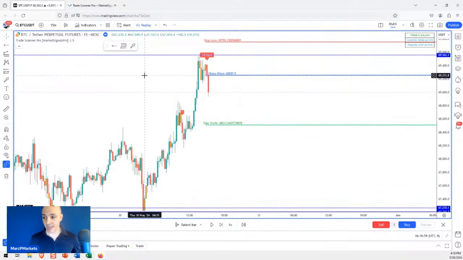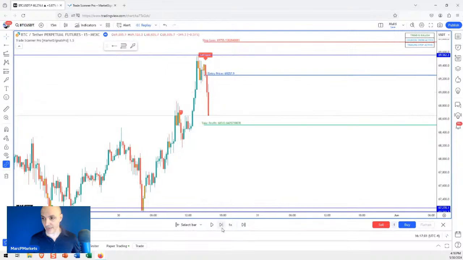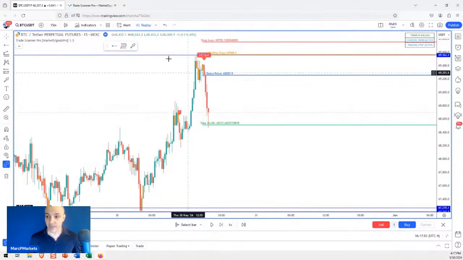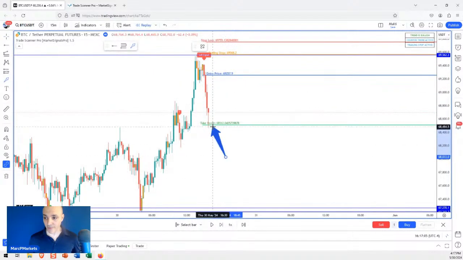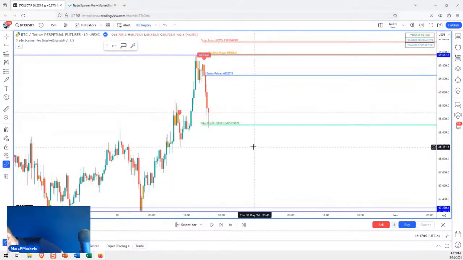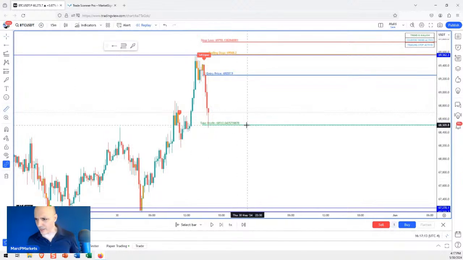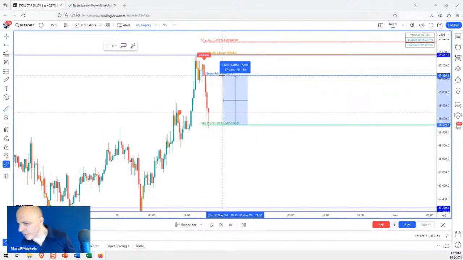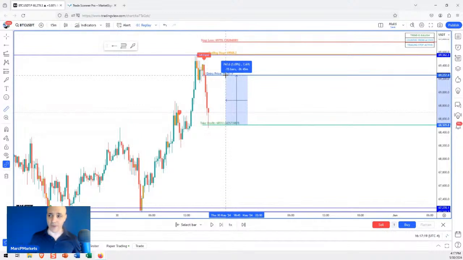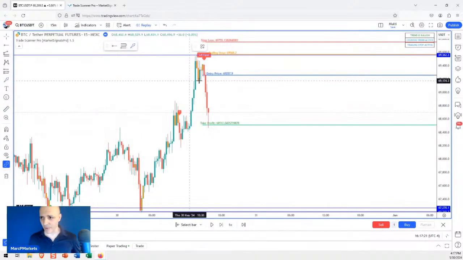69,257. That's the 15-minute signal, right? Now let's see how this did. It took about 30 minutes for it to reach its take profit. Nice. Okay, now what is this here? 68,512. So let's just measure this real quick. This profit was worth about 750 points. Not bad for about 45 minutes there.